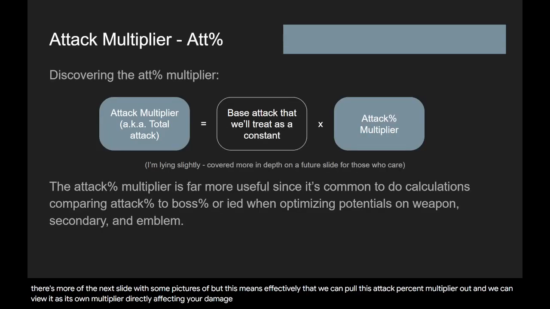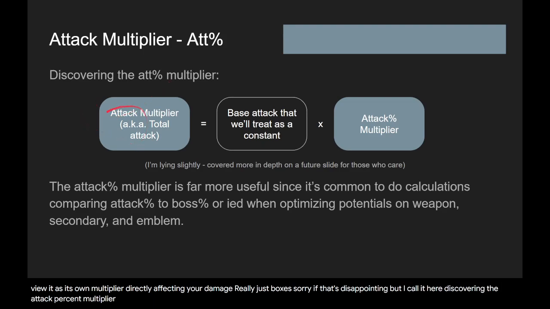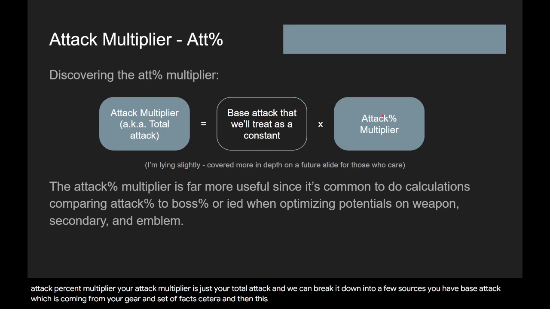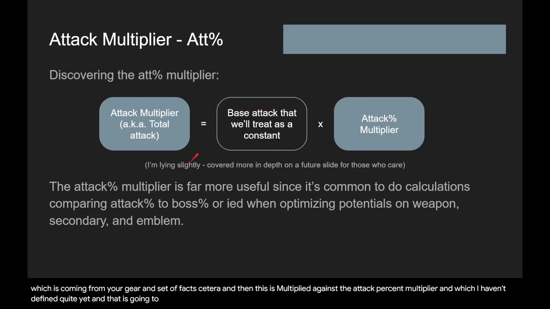So here's the promised picture, which is really just boxes. Sorry if that's disappointing, but I call it here discovering the attack percent multiplier. Your attack multiplier is just your total attack. We can break it down into a few sources. You have base attack, which is coming from your gear, and set effects, etc. And then this is multiplied against the attack percent multiplier, which I haven't defined quite yet, and that is going to give you your total attack.